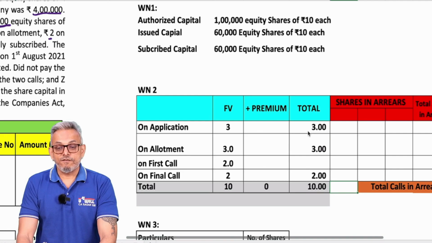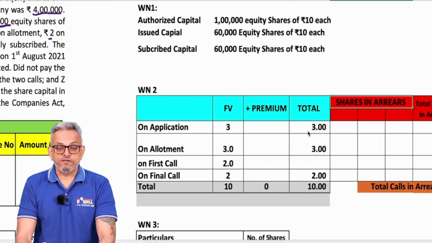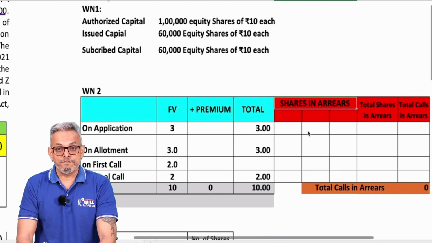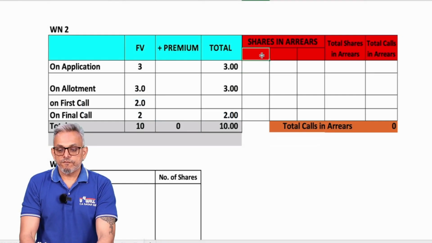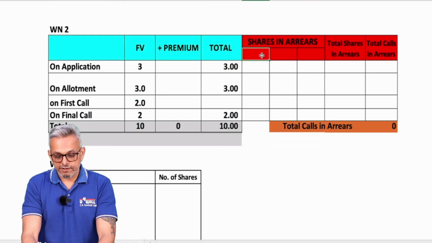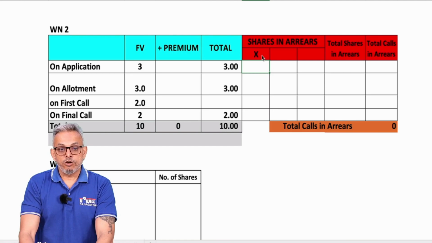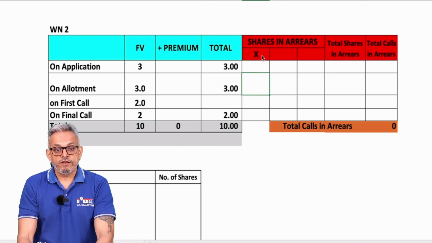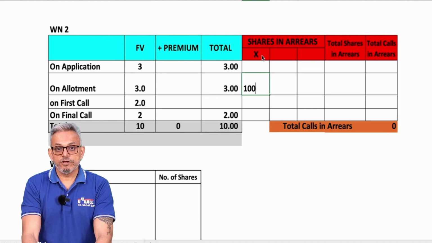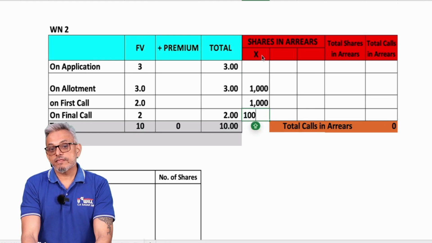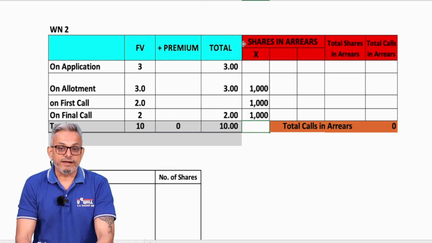But we have various calls in arrears. This working is going to be very important. Now, for calls in arrears, X, who was allotted 1,000 shares, did not pay the allotment money and the calls. So, we'll write over here 1,000 shares for the first call, and for the same 1,000 shares, he did not pay the final call.